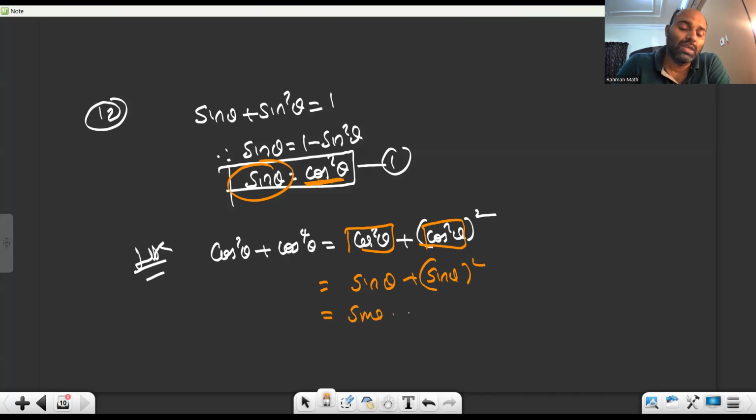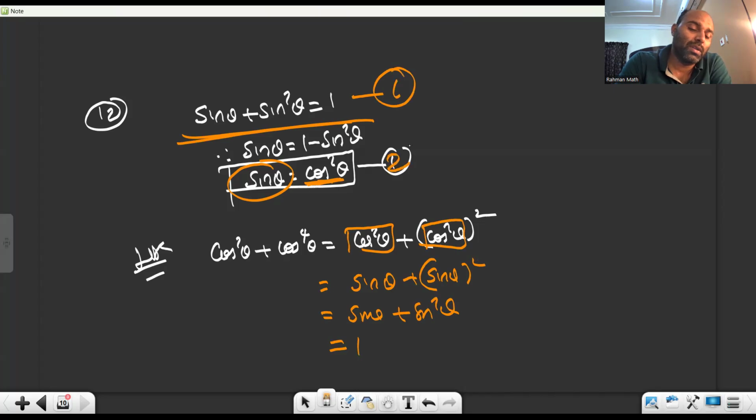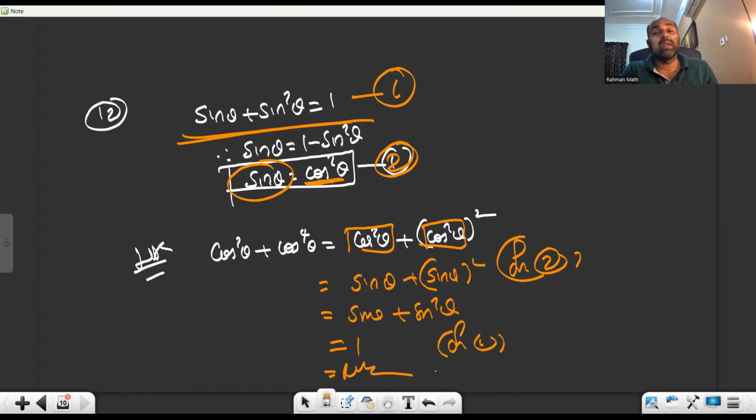So this will be sine theta plus sine square theta. What is sine theta plus sine square theta? That is 1. So please place this as equation number 1, and this as equation number 2. Here you write from 2, here you write from 1. So that is RHS. Please see. Anybody have a problem? Let me know.